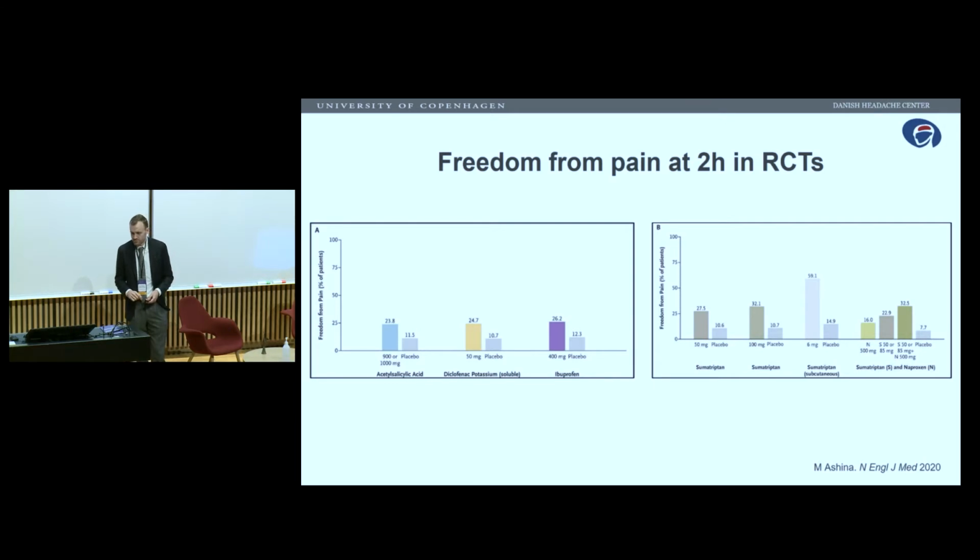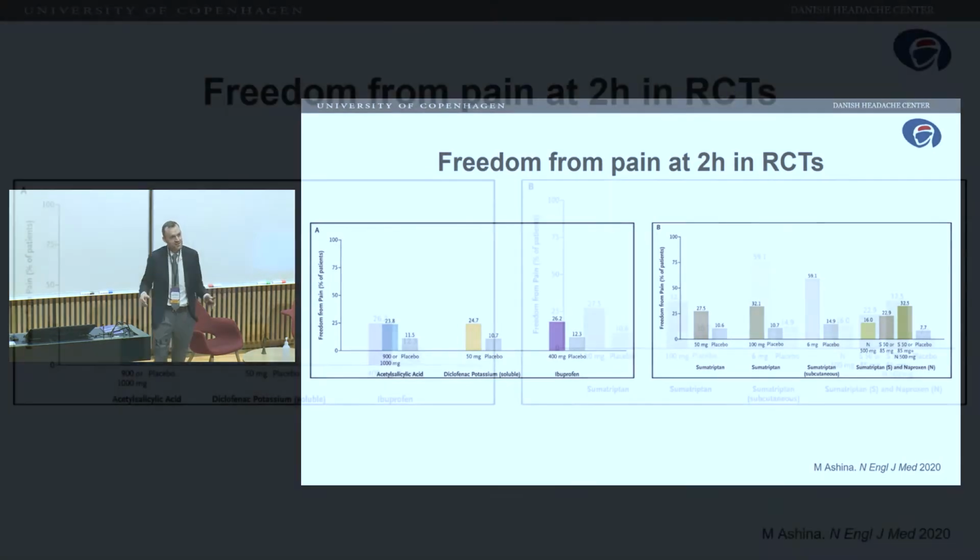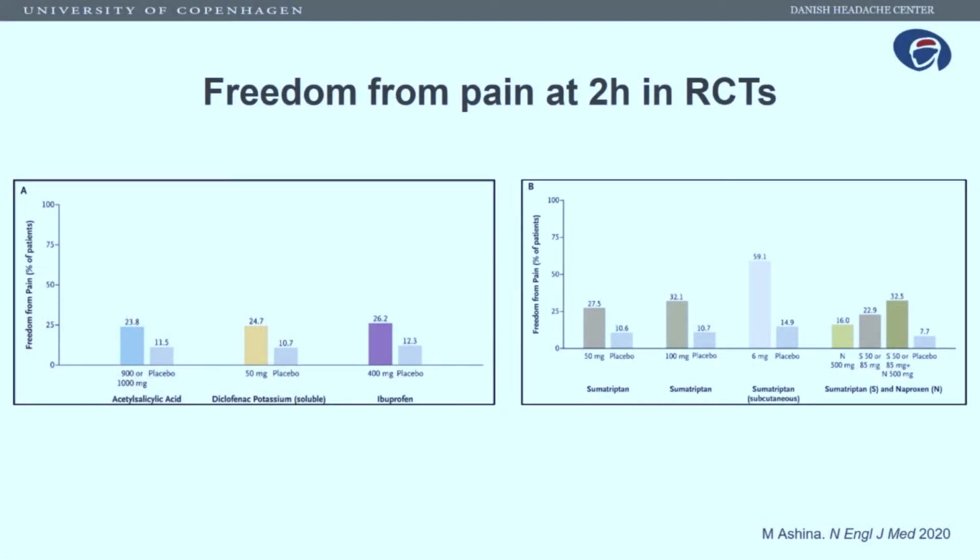So, and then you move on to the second line. This is sumatriptan. It's not head-to-head comparisons, so these are of course parallel studies. You can't really compare them head-to-head. And now I've done so anyway, so apologies. But you see sumatriptan with an effect rate around 25-30% in the tablet formulation.